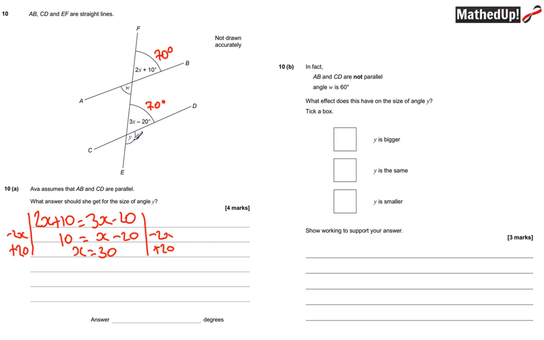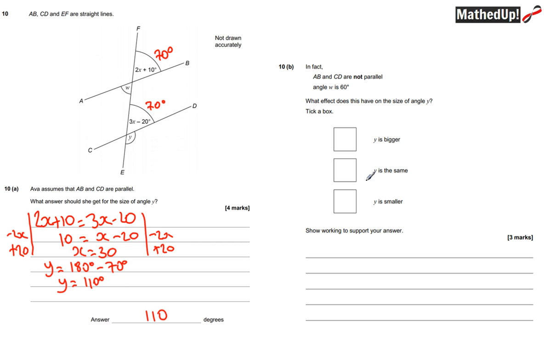So y, which is what we're trying to find, well, because this is a straight line over here, and that's 70 degrees, the total of those two angles has to be 180. So this part of the angle, or y, must be 180 take away 70. So y must be 110 degrees.